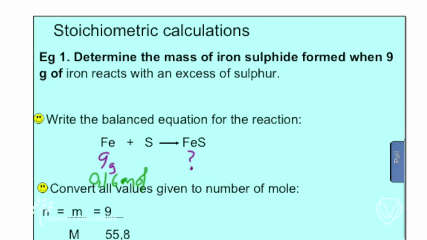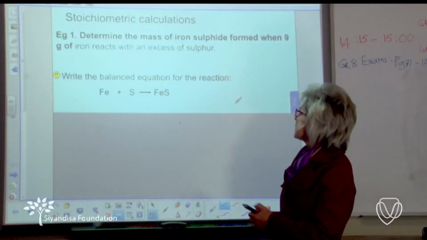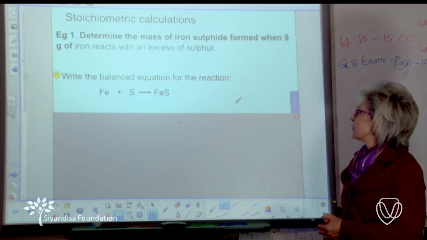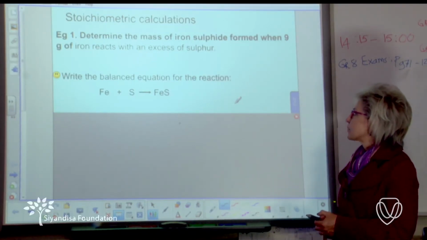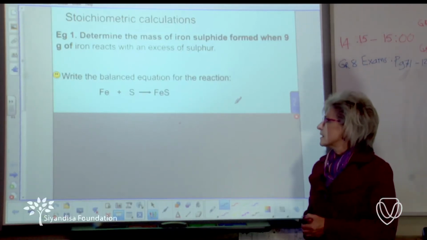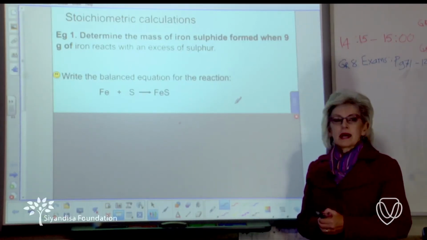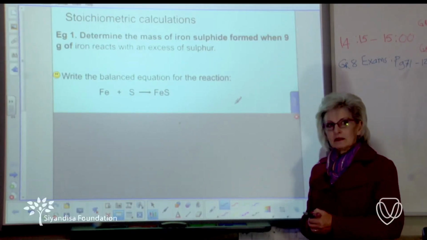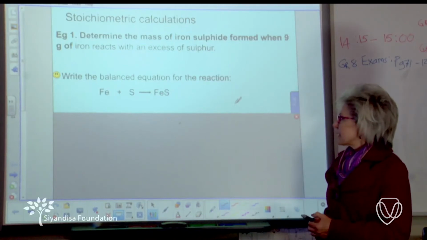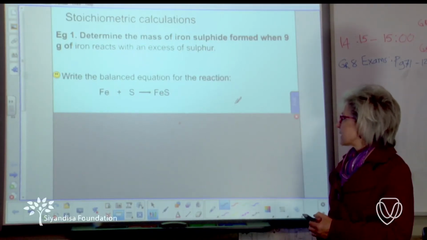Right, so now we are actually approaching what we are focusing on, the actual stoichiometric calculations that are a little bit more complicated. And this question was still rather straightforward. Determine the mass of iron sulfide formed when 9 gram of iron reacts with an excess of sulfur. So first thing, to write the balanced equation. Now, if you are lucky, the balanced equation will be given. In this case, it was quite straightforward. Iron plus sulfur gives iron sulfide.